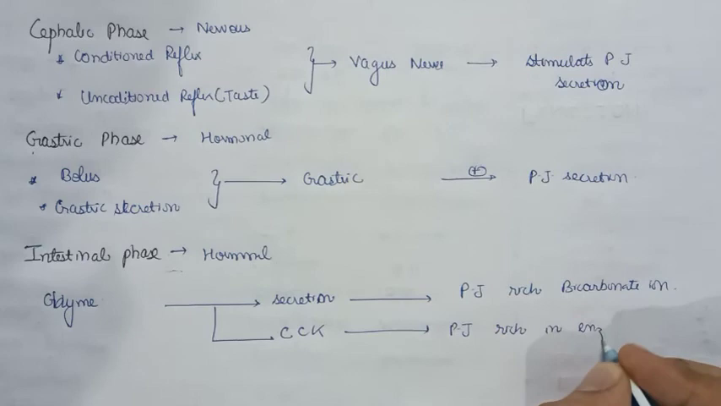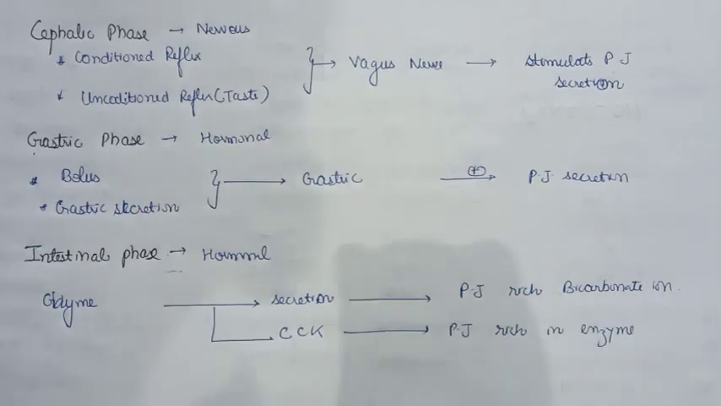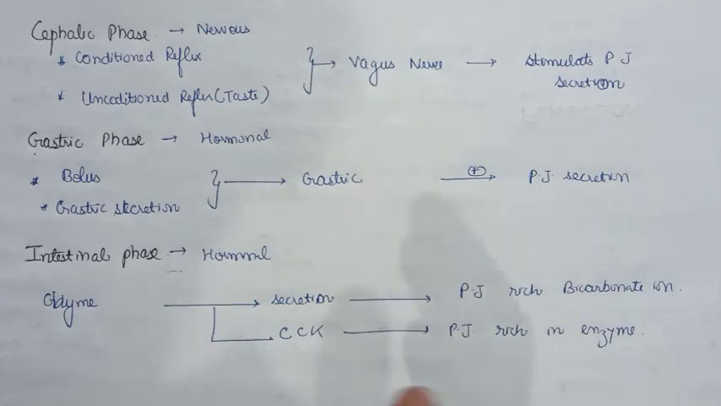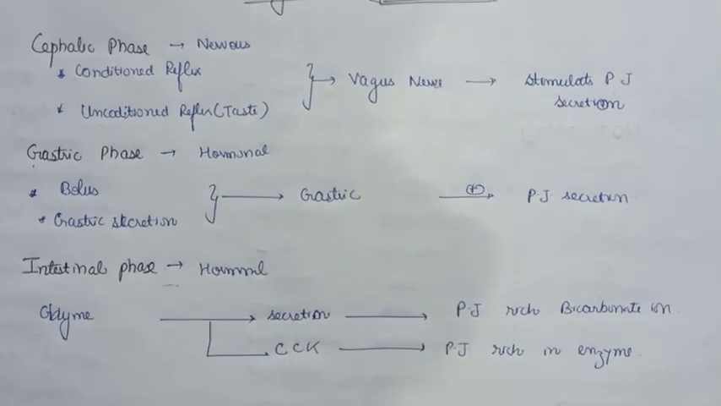All those enzymes, the proteolytic, lipolytic and the amylolytic enzymes that we discussed earlier, are present in a greater quantity as compared to the bicarbonate part when cholecystokinin is stimulated. So this was all about the regulation of the secretion of the pancreatic juice.